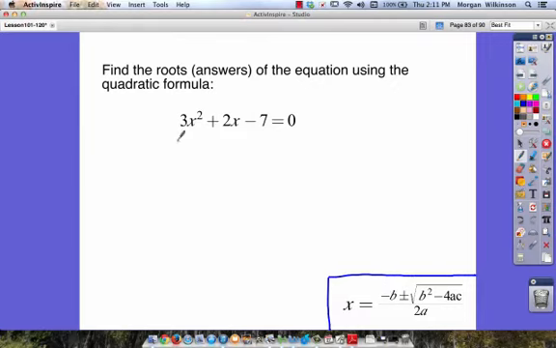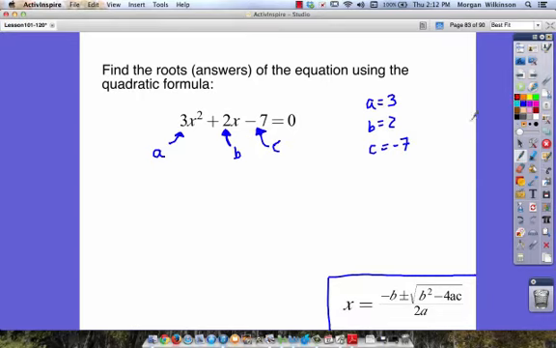What we want to do is substitute our known values into this equation in order to solve. What we need to know is that the value attached to x squared is always our a. The value attached to the x is always our b value, and the value that's by itself, the constant, is always going to be our c value. So let's write those out: a equals 3, b equals 2, and c is going to equal negative 7.